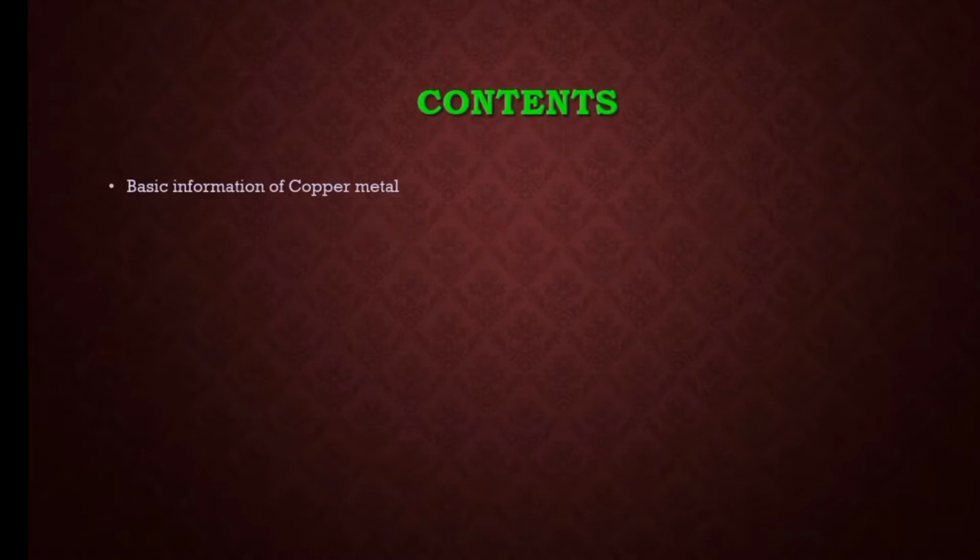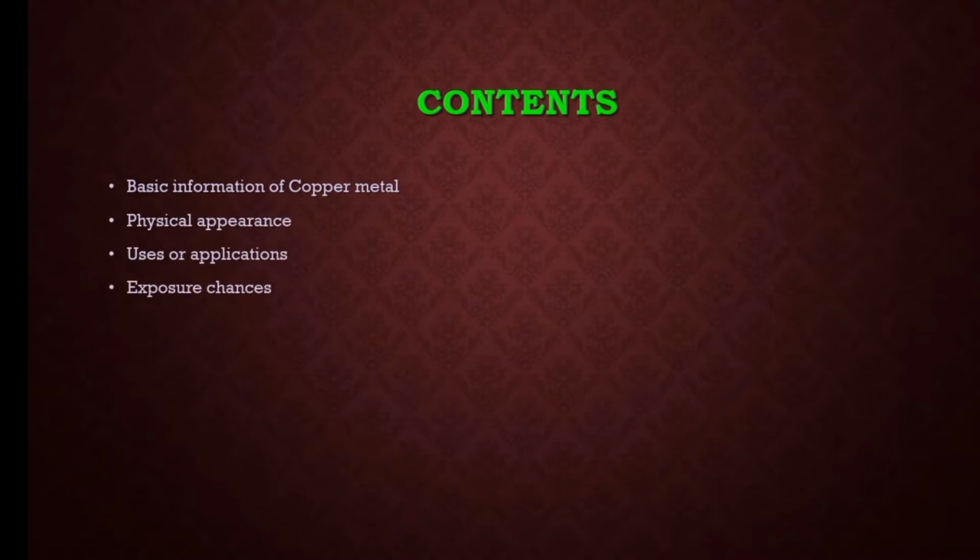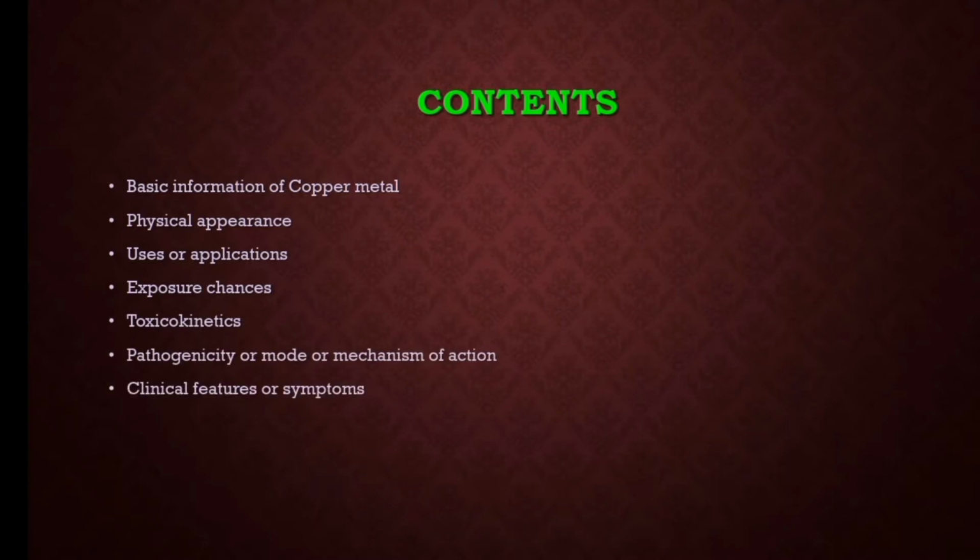In this video, we will be discussing the basic information of the copper metal and its physical appearance, uses or applications, exposure chances, toxicokinetics, and the pathogenicity or the mechanism of action. And in the next video, we will see the clinical features or the symptoms of copper metal poisoning, its diagnostic criteria, and the treatment. So let's get started with our video.